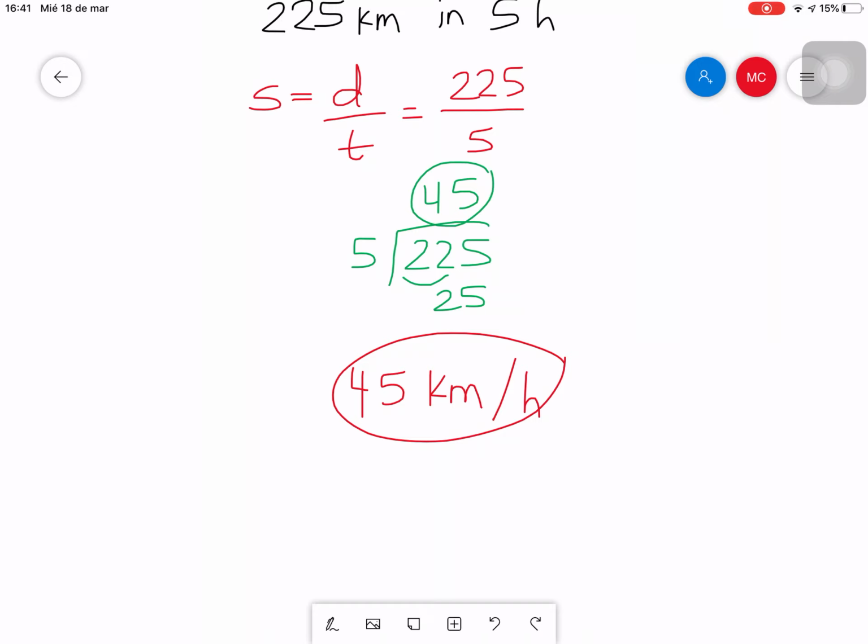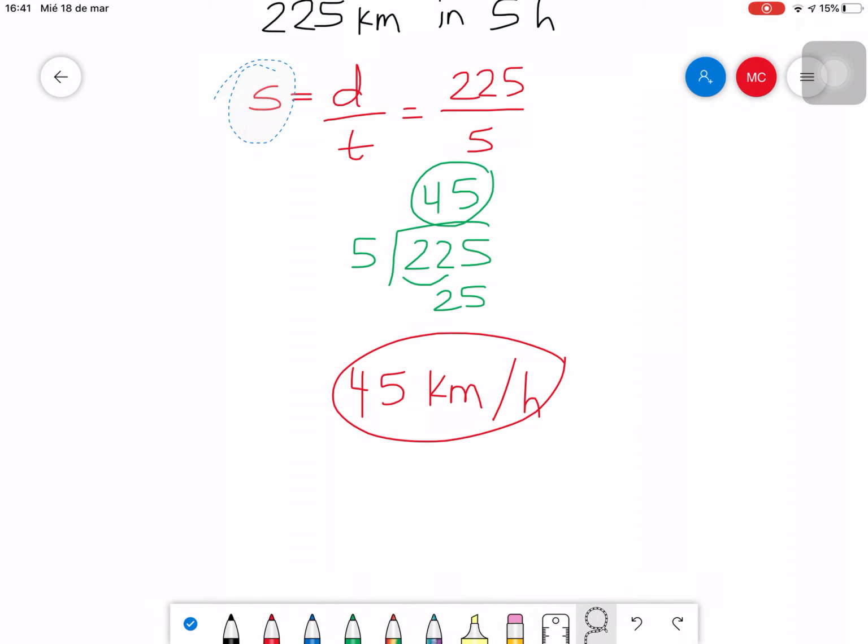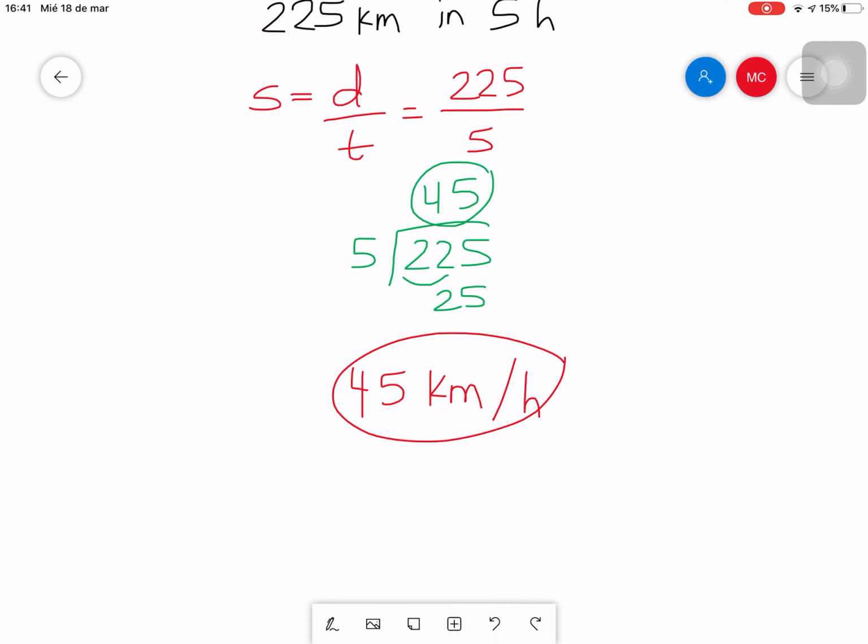Guys, what happens if, instead of having to find the speed, imagine that someone gives you the speed and the time, and then they tell you, find now the distance. What would you do? I'm gonna show you that with this formula, speed equals distance divided by time, you can get two more formulas, okay? Now, let's do it together.